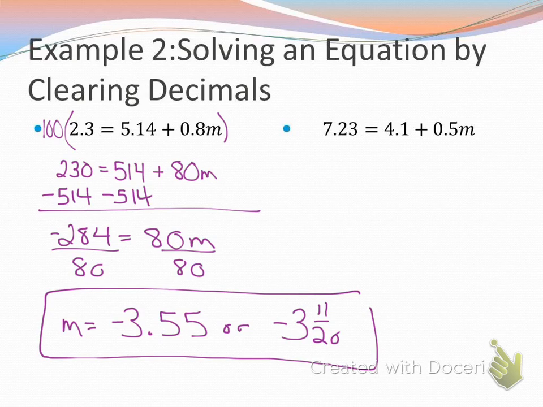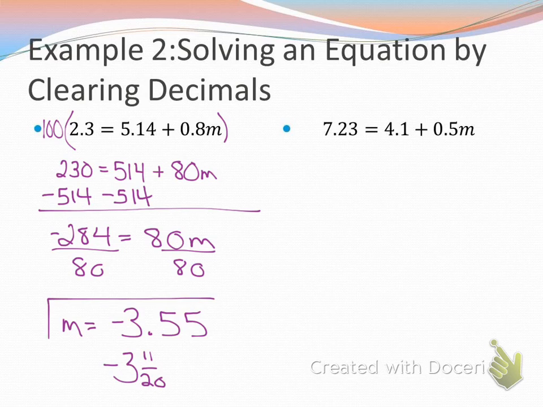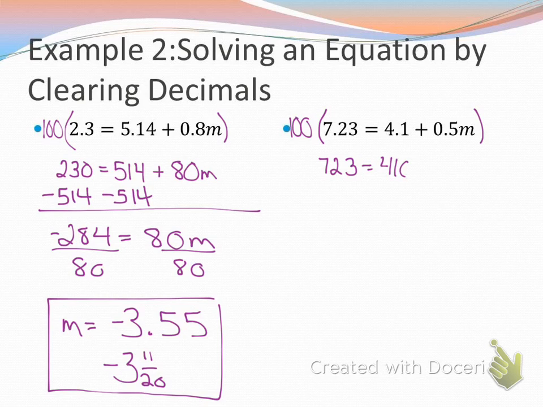Either one. All right, anybody get that answer before I did? Good, good. All right, I'm going to erase this part just so we have room for the next problem. I'm going to say -3 and 11/20 underneath. Either one of these would be a fine answer. Okay, I want you to go ahead and solve the second one the same way. Clear your decimals and then solve the two-step equation. All right, so what am I going to multiply by? By 100. Very good. Multiply everything by 100 and I get 723 equals 410 plus 50m.